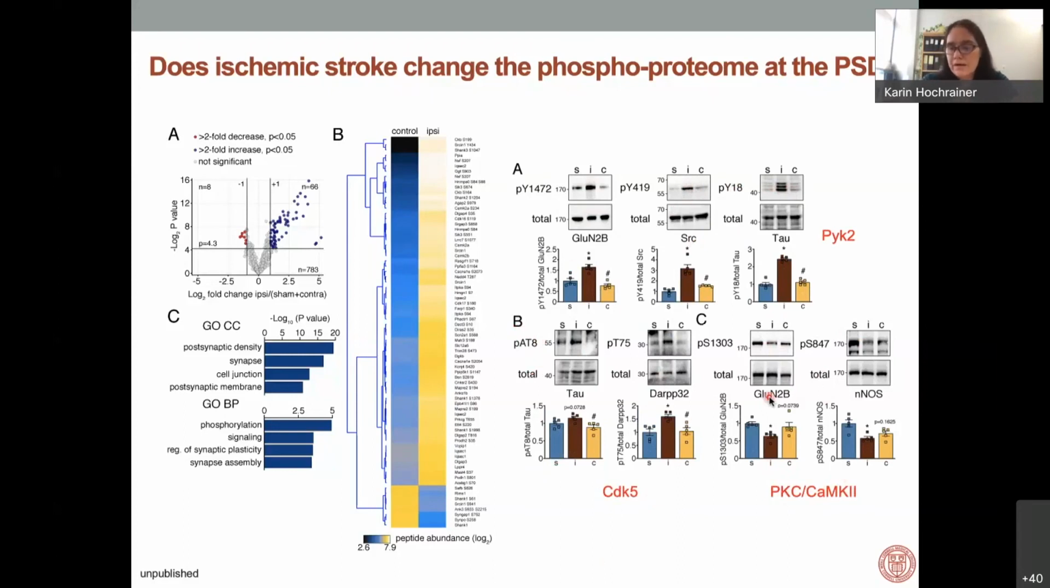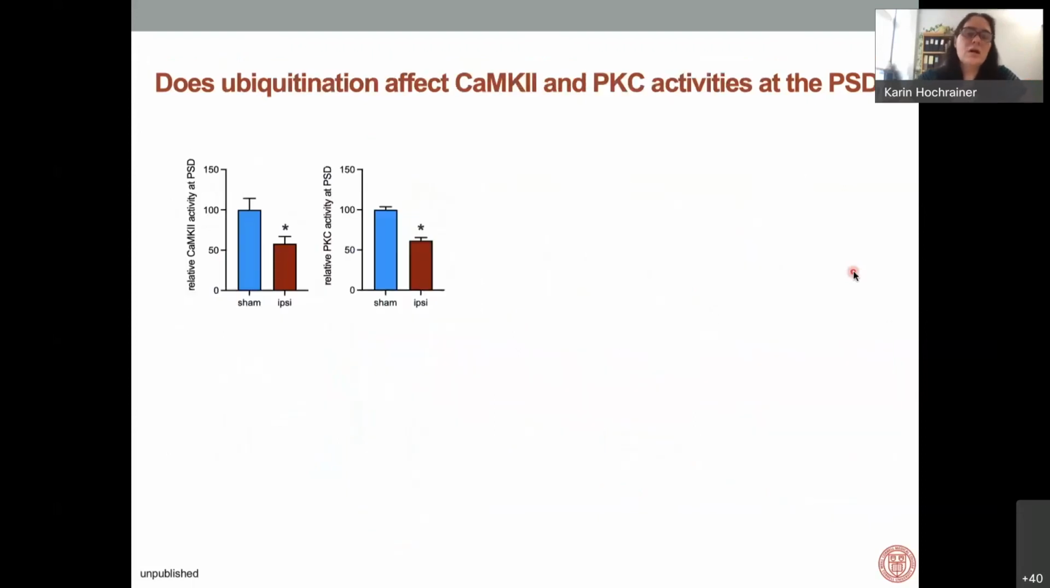Now, I will show you data in the following for PKC and CaM kinase, but we also have already some preliminary data for PYK2, where we implicate ubiquitination in this kinase activity regulation. Well, first of all, matching the downregulation of phosphorylation of downstream targets, we find that both CaM kinase and protein kinase C activities are reduced at the postsynaptic density after ischemia.